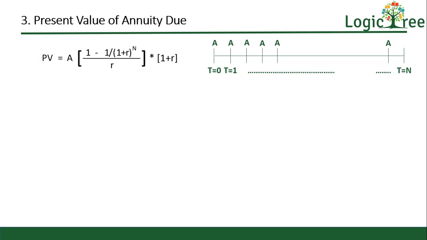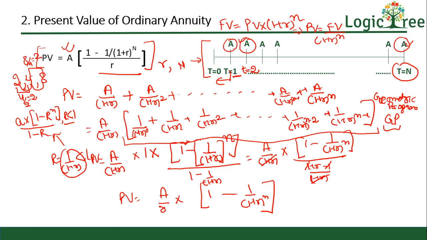Moving further, the second case is of annuity due. In case of annuity due, we are getting the payments at the start of the period. If I consider the case of the ordinary annuity, I was receiving this payment at the end of the period, at t is equal to 0. So I was receiving the cash flow at the end of the period, while in case of annuity due, I am receiving it at the start of the period.